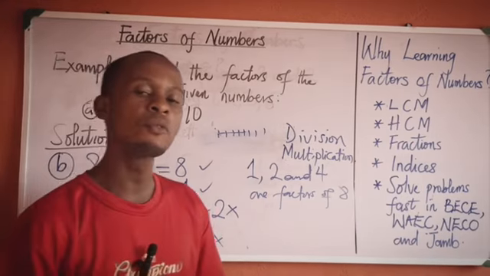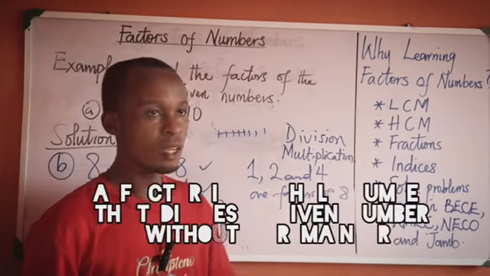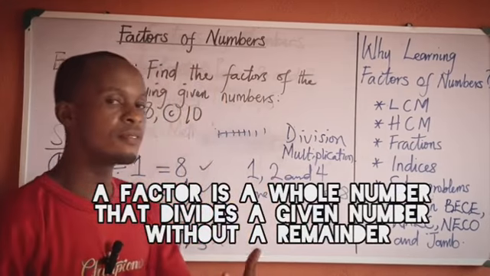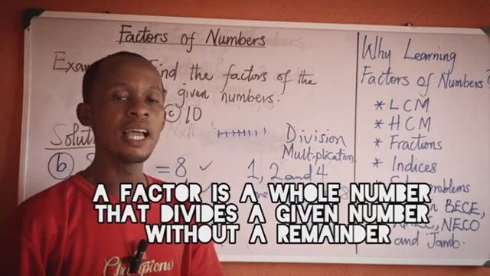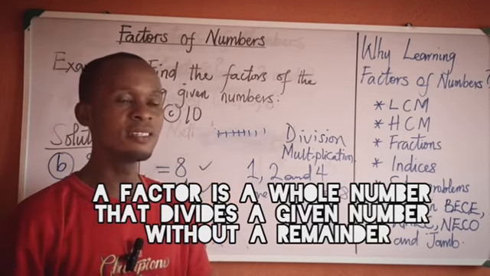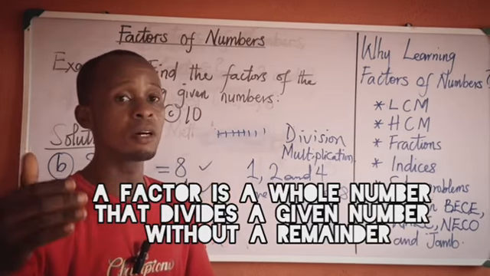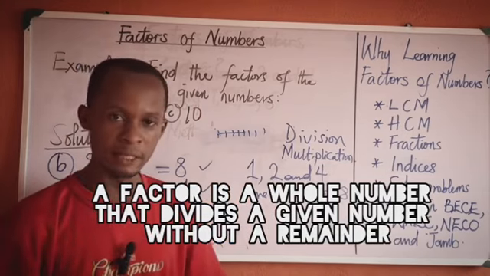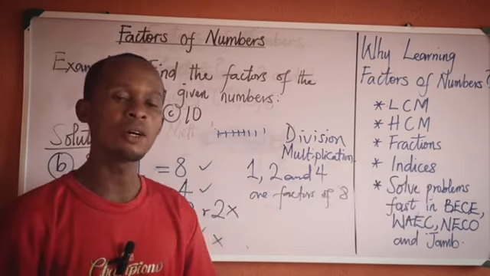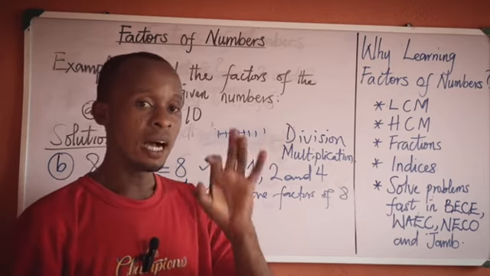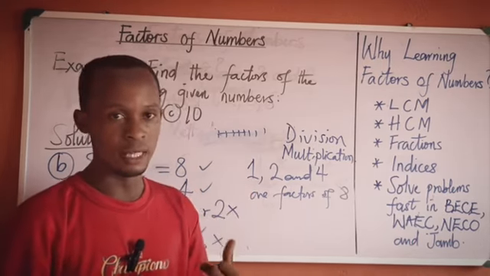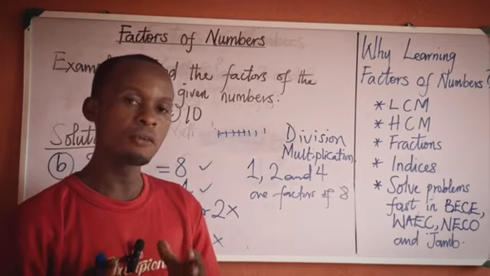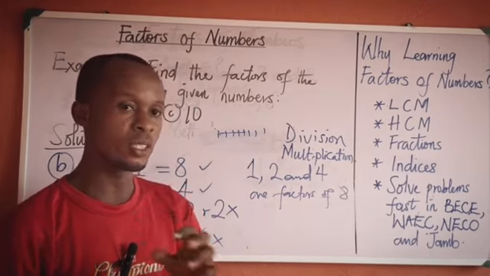This is the summary of what I've been teaching. Factors of a given number are any whole numbers that can divide that given number without a remainder. And how do you find out the factors of a number? I have stated 2 methods here, and one of the methods, which is the division method, is what I've used so far in this lesson.